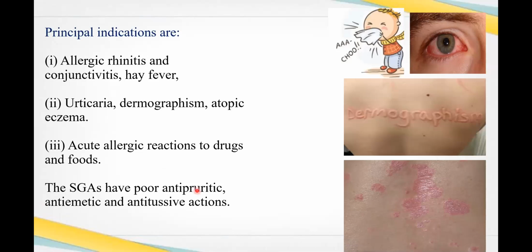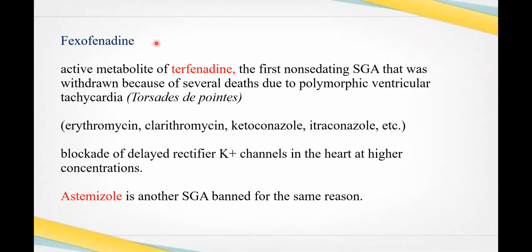Second generation antihistamines have only poor antipruritic, antiemetic, and antitussive actions. Then we will come to one or two important drugs. Fexofenadine is commonly used. This is a very safe drug. It is actually the active metabolite of terfenadine.